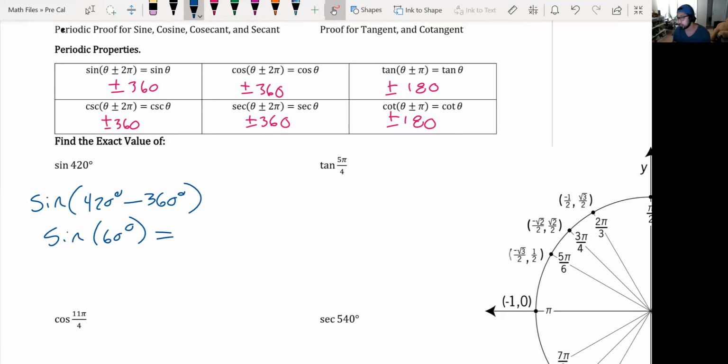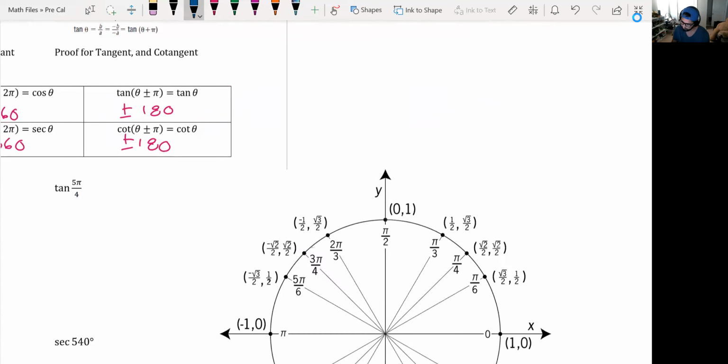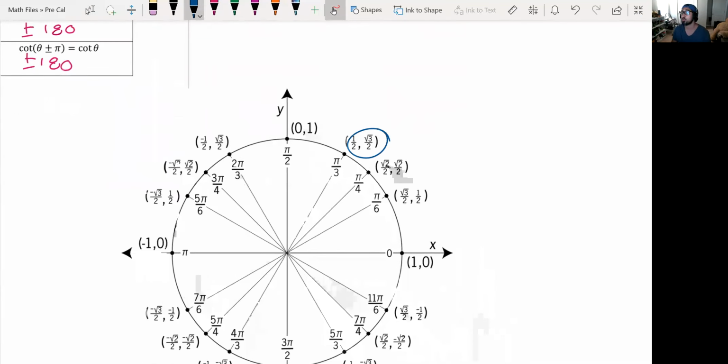And looking at your unit circle, the sine of 60 degrees is going to be square root 3 over 2. But I bet you knew that without looking at your unit circle, huh?